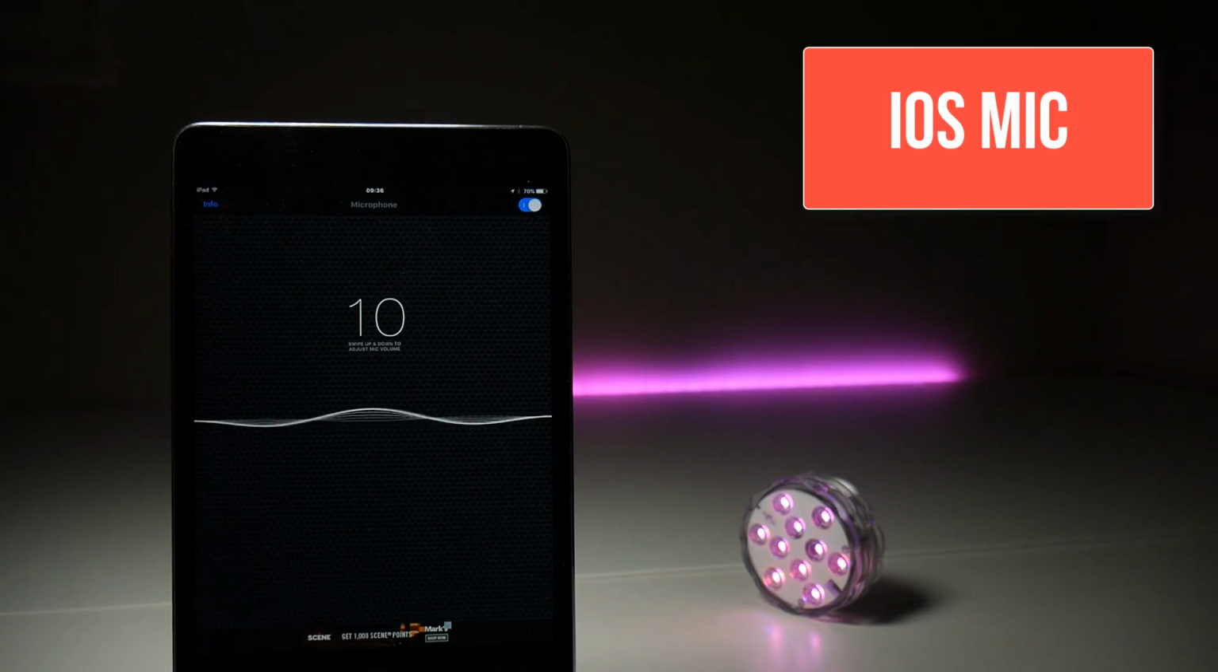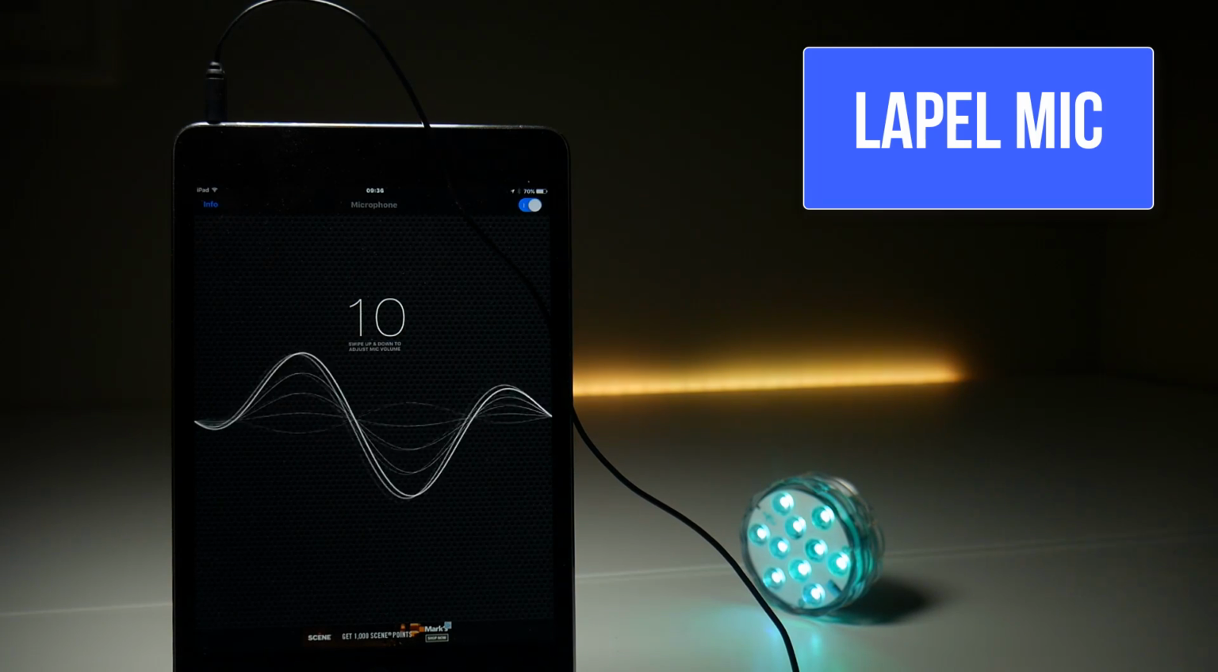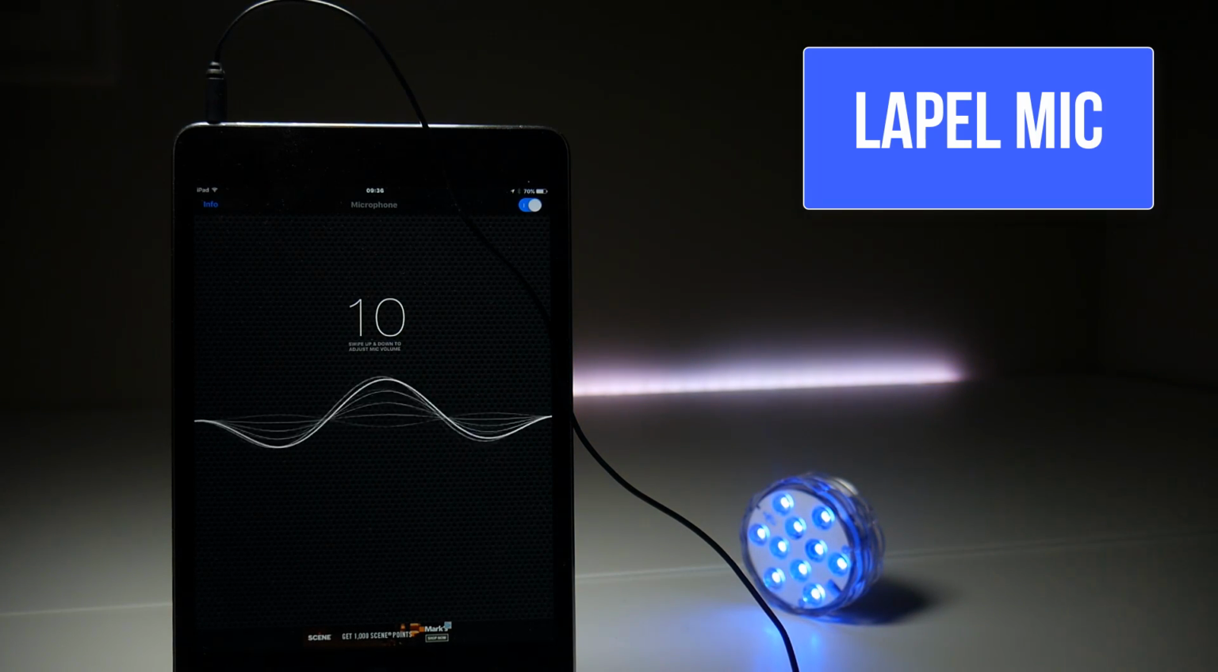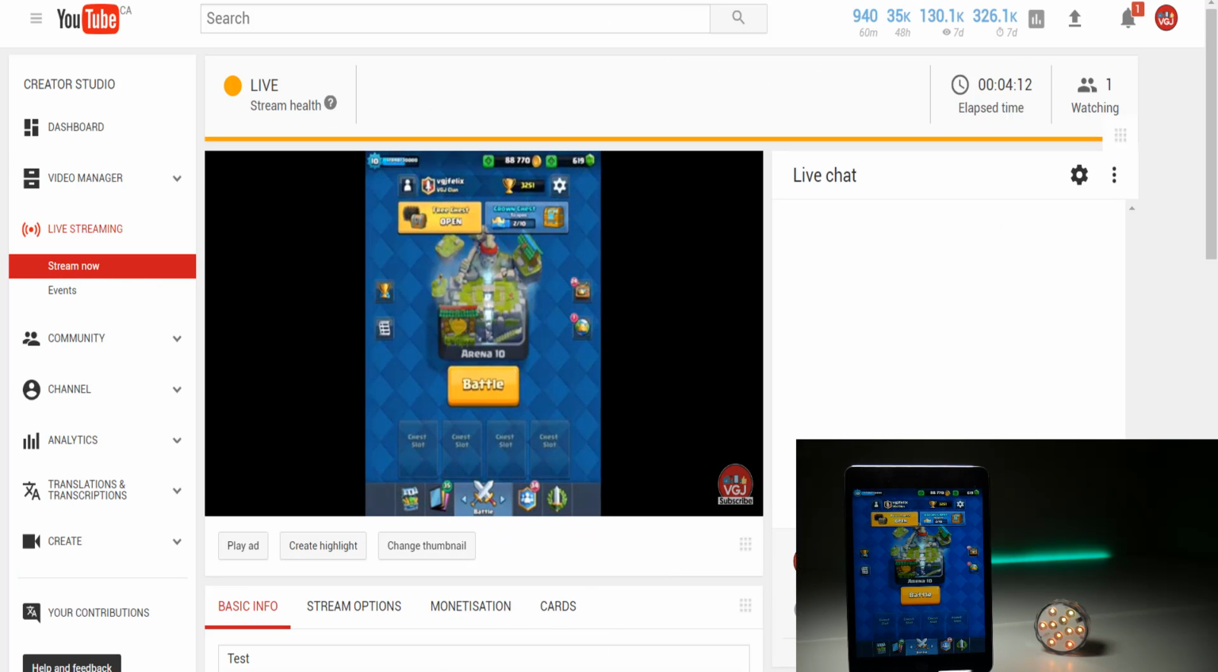So, just to repeat that, these are the sound waves from the iOS mic when I'm talking. And then when I plug in the lapel microphone, these are the sound waves and the volume. Things look promising in theory. Let's put this to a practical test.